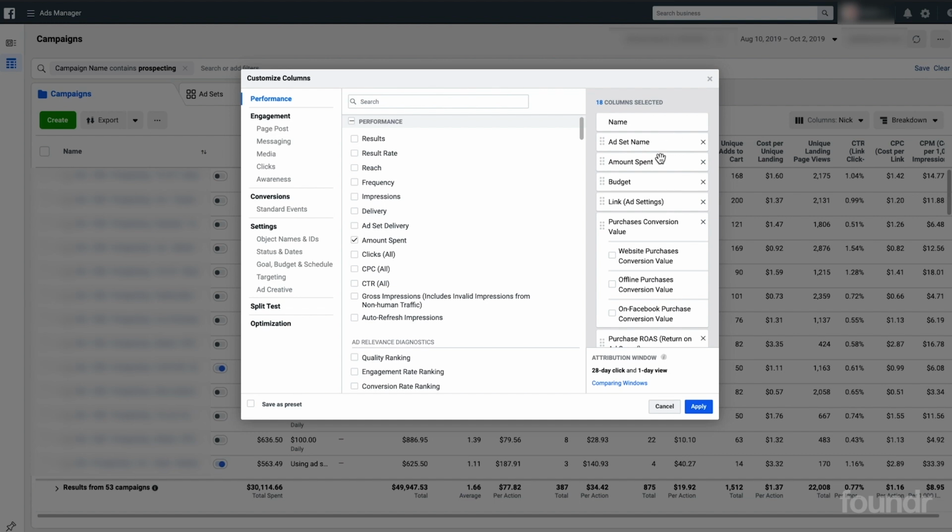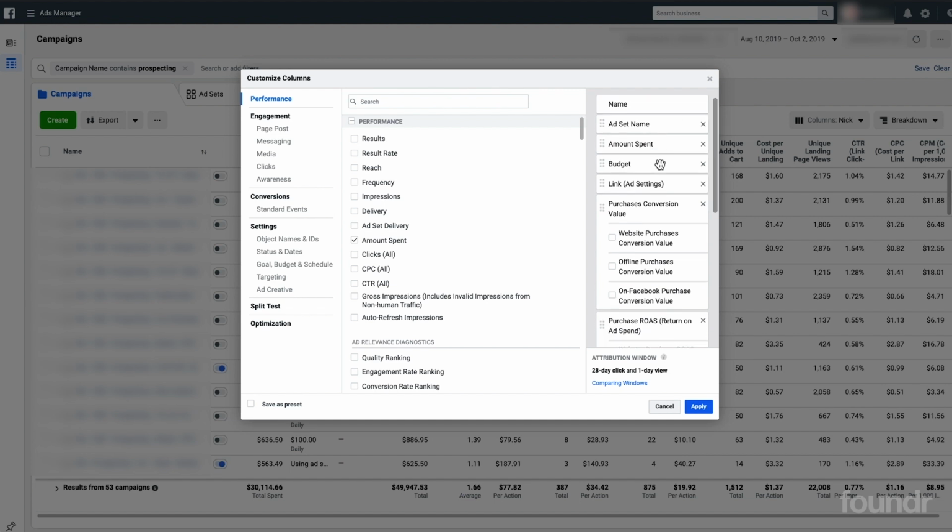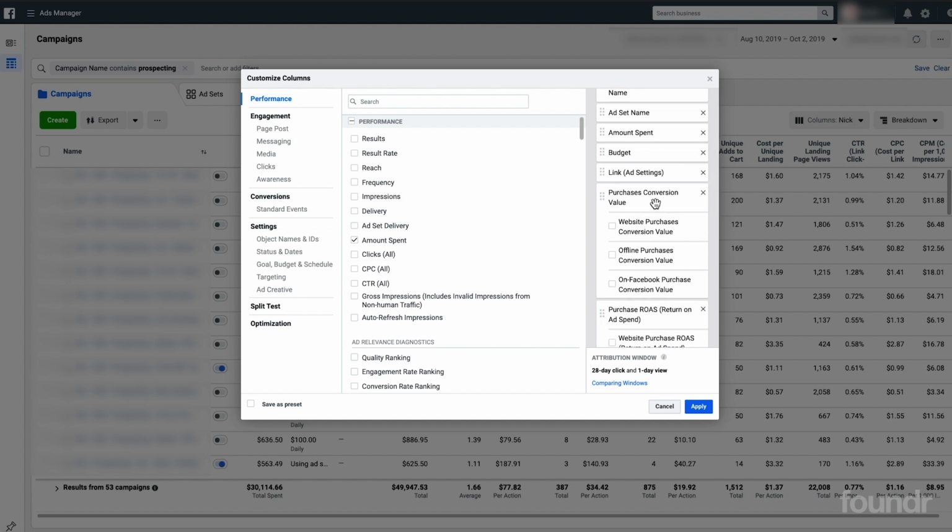You have the ad account name, how much you're spending, and the budget that's left. Something that nobody really includes is our link. Link to me is very, very important, so we can understand where that ad is linking to. Where are we dropping them at? What is the second place they're going to go? Lastly, purchase conversion value. Make sure you uncheck all three of these boxes, because what it's going to do is include all of them. It's just going to extend it unnecessarily.